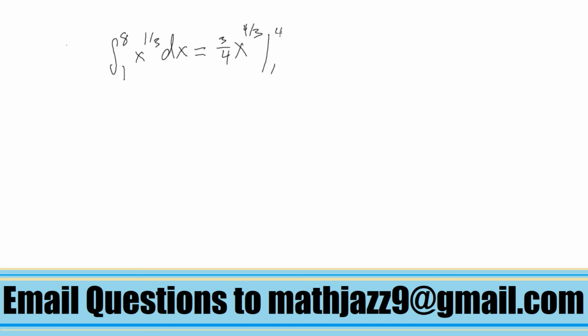We evaluate at 1 and 8. We get 3/4 of 8 to the 4/3. The cube root of 8 is 2, and 2 to the fourth is 16. Minus, well, any power of 1 is going to be 1. So we get 3/4 of 16 minus 1. 16 minus 1 is 15, 15 times 3 is 45, so 45/4, which is 11.25. That's not so hard to compute.